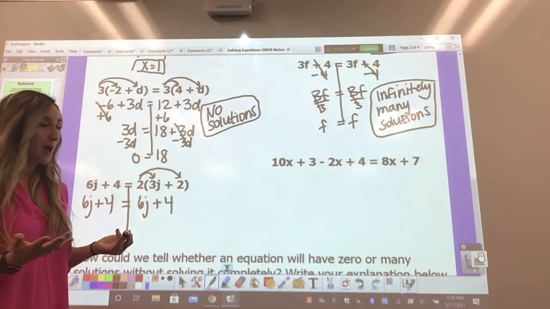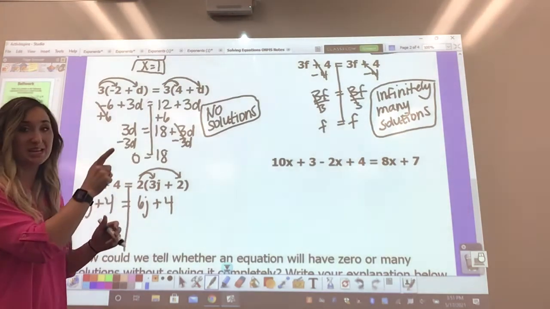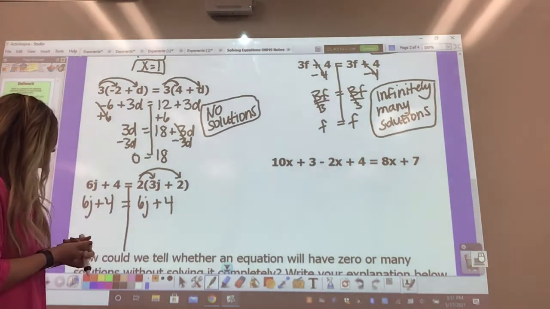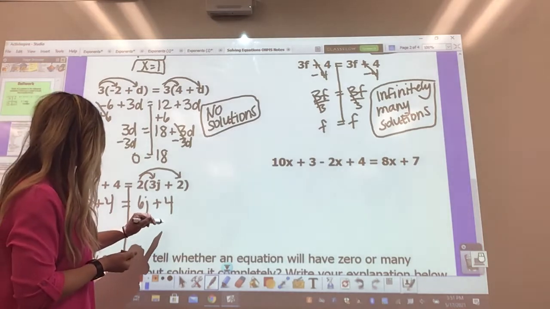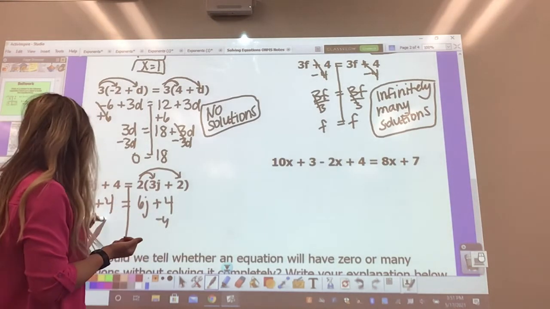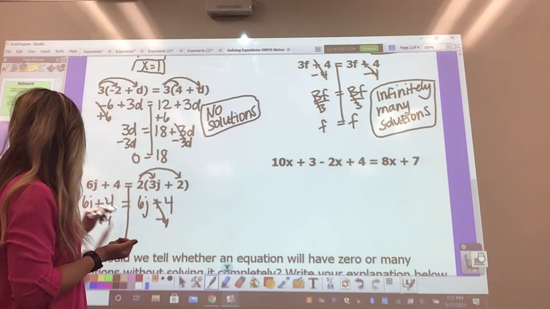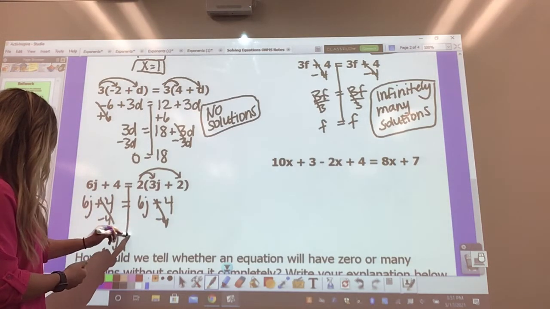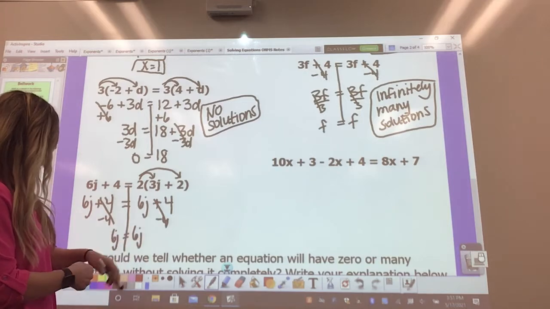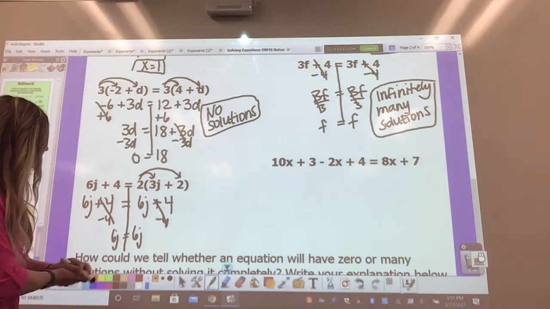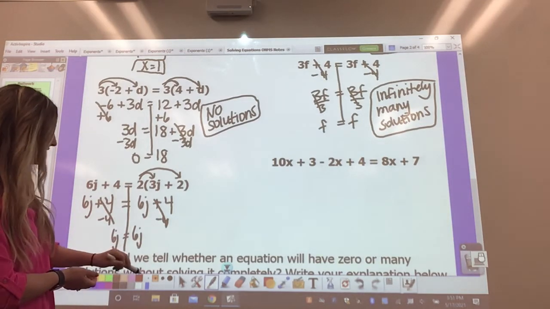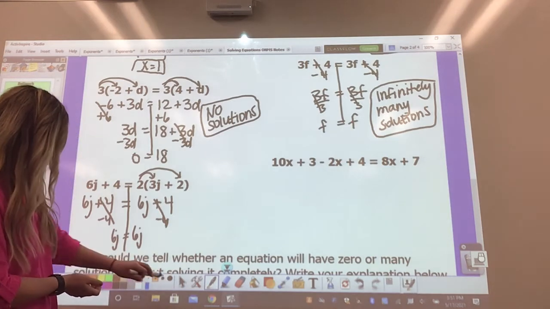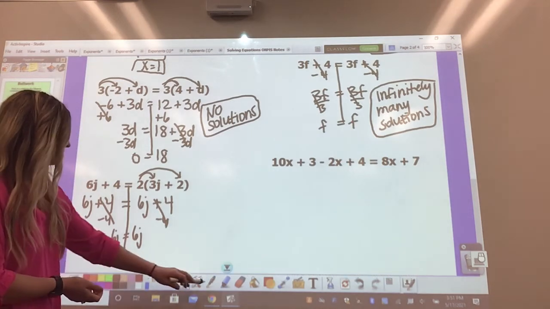Maybe you see what's going to happen. If you want to stop here and write the answer, you can. But technically, from here, if you subtracted 4 on both sides, it gets rid of them. Same thing, that leaves us with 6j equals 6j. Once again, you could divide both sides by 6, or you could even subtract 6j from both sides. I'll show you what that would look like.